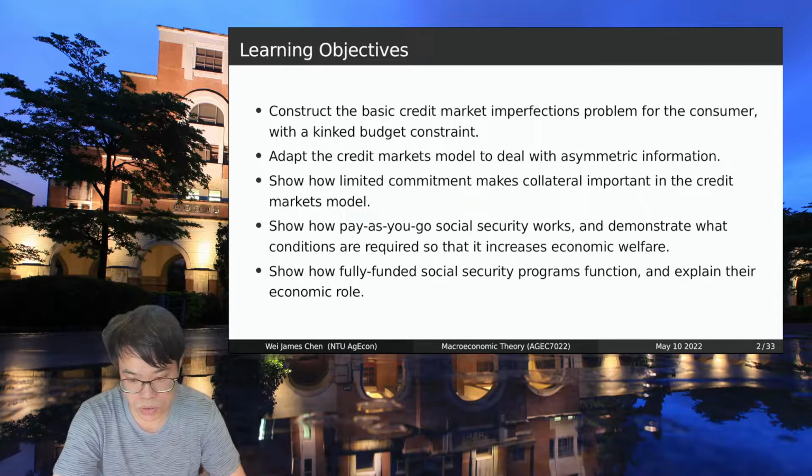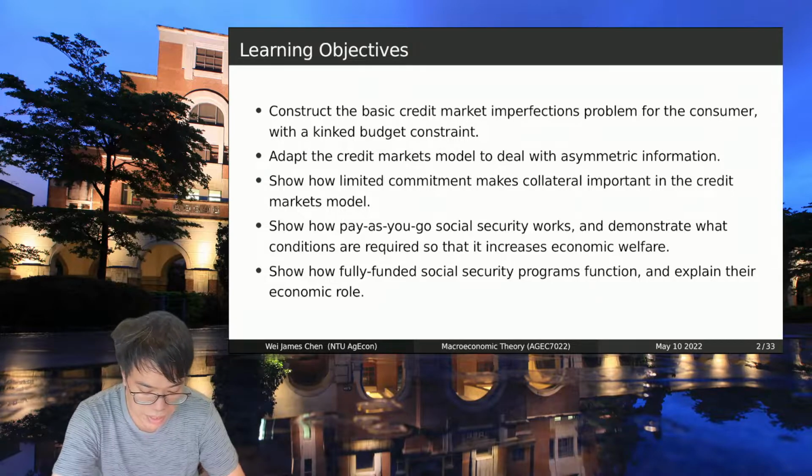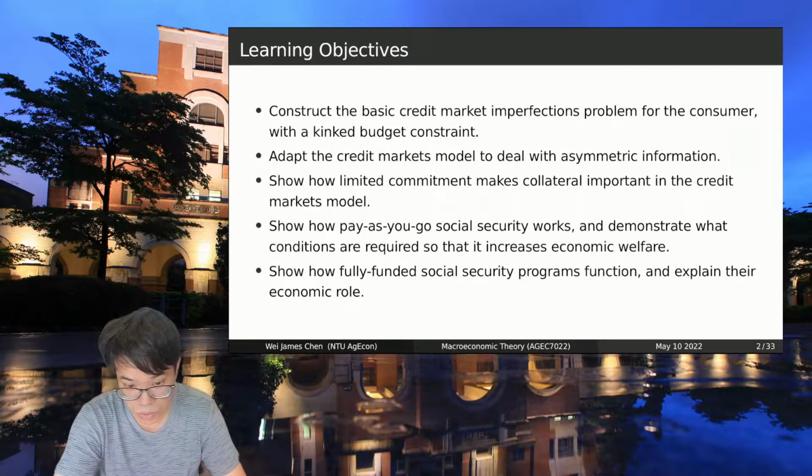The difference between these two interest rates is called the interest rate spread, and this spread actually has some meaning or indicates something for the macroeconomic system. We're gonna talk about that later. But anyway, we're gonna apply this credit market model, which is different from the previous model that has a perfect credit market, to deal with asymmetric information. And we will show how limited commitment makes collateral important in the credit market model. Basically, what we will show is why there is an interest spread, why there is a difference between the saving rate and the loaning rate.